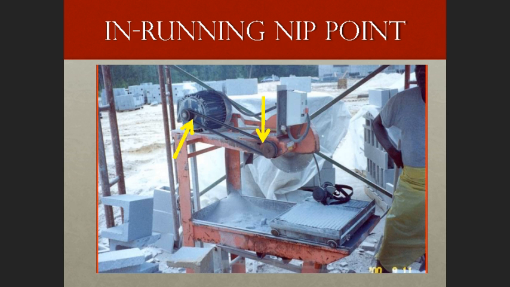In this particular example, we see a motor with a pulley belt and exposed in-running nip points. I've put two arrows here to show you where a possible in-running nip point could amputate a finger or suck in some type of loose clothing. And so as you can tell here, this particular machine requires a guard.